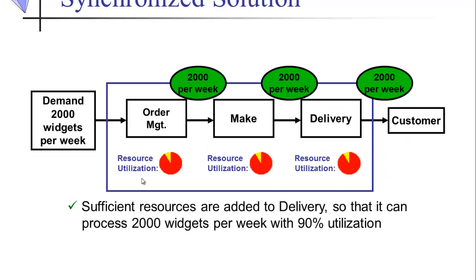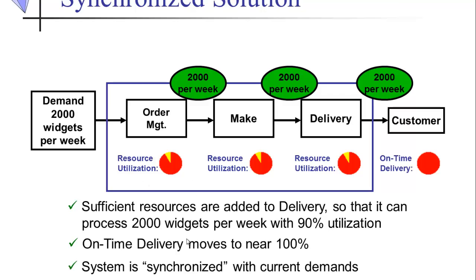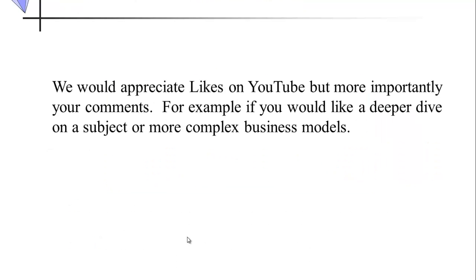So a synchronized solution would look like this. Sufficient resources are added to delivery so that it can produce the 2,000 widgets per week with a 90% utilization. On-time delivery moves to near 100%, and the system is synchronized with current demands, and we have happy customers. So that's the concepts that we're teaching here.